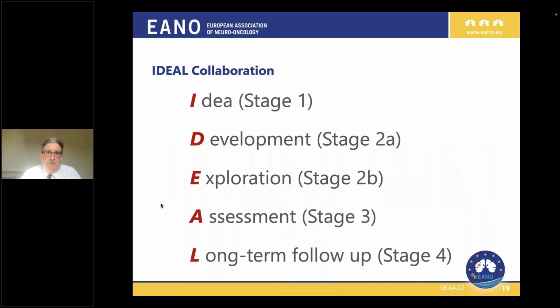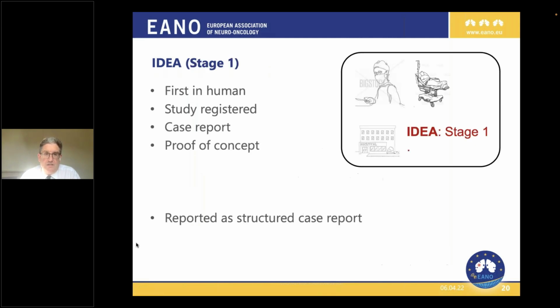So this is where the IDEAL framework from the collaboration came from, and it involves 5 stages: an idea stage, stage 1, a development stage 2A, an exploration stage 2B, an assessment stage 3, and a long-term follow-up stage, stage 4. And you can see that IDEAL is used because of the first letter of these words. So let's just go through the stages one by one and explain what you're expected to do at each of these stages.